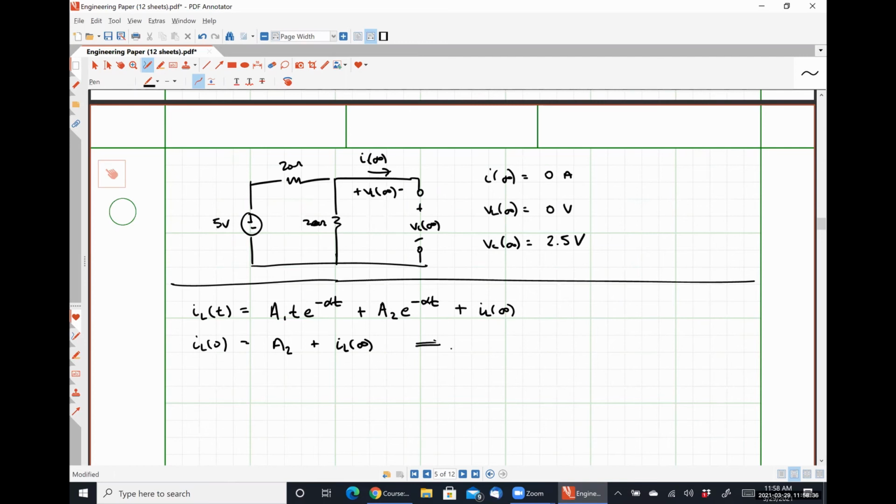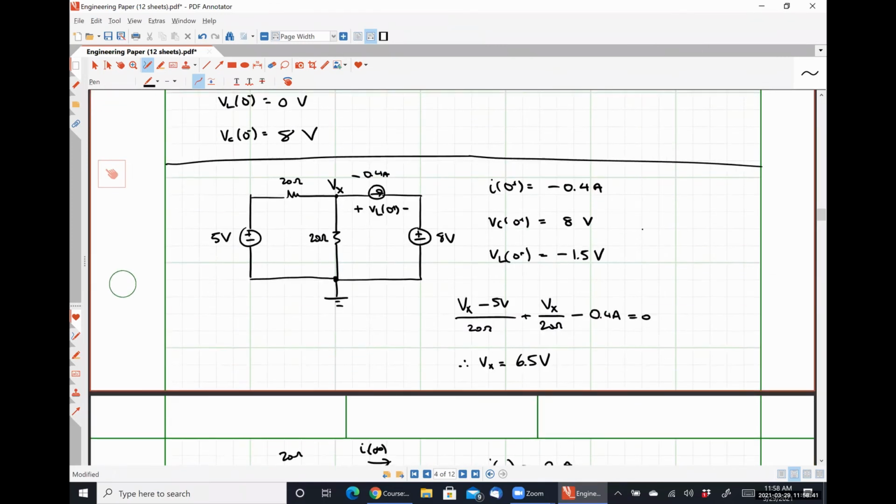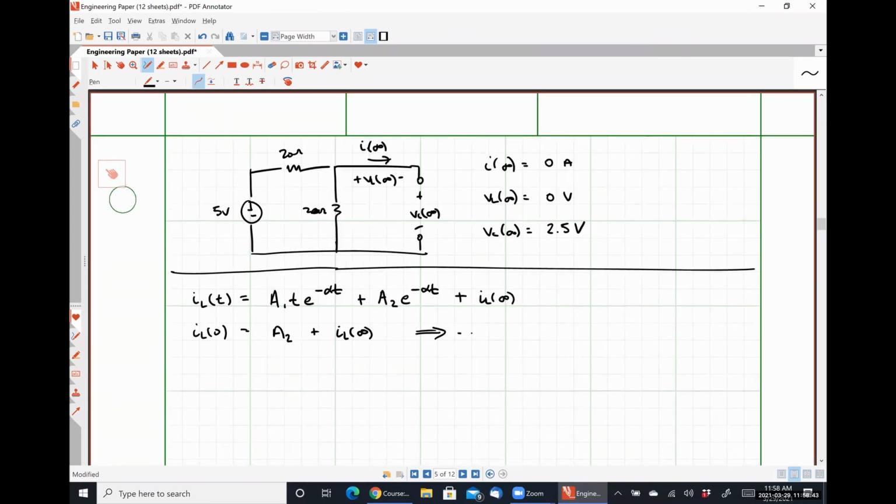And so we can do some mathematical manipulation here real quick. So IL at 0, negative 0.4 amps, is equal to A2 plus 0, because we knew that I at infinity is 0. And that is going to give us A2 is equal to negative 0.4.